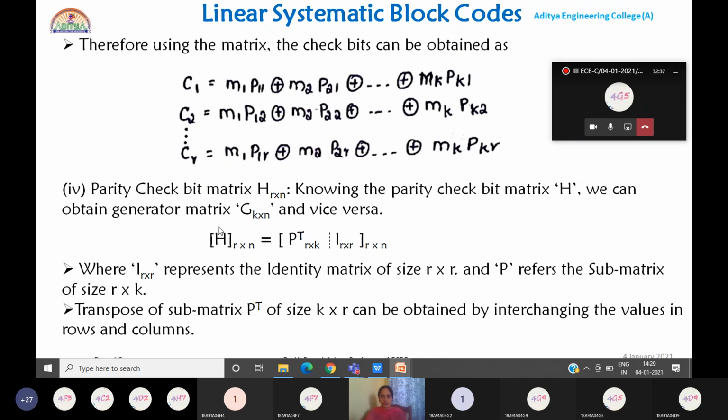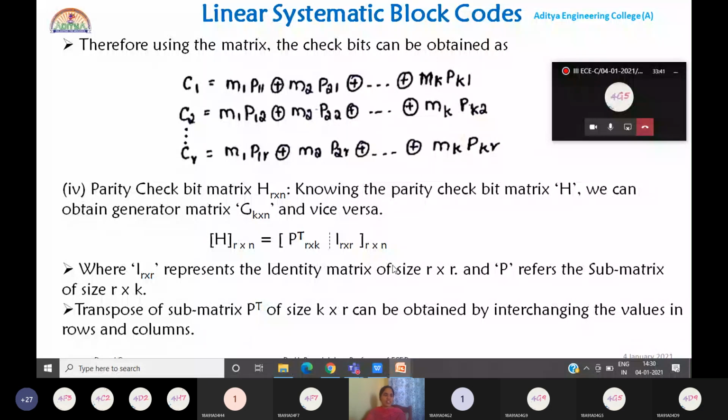Okay, so finally we have 4 varieties of matrices you studied. First two are the message and check bit matrices. The message matrix is of size 1 by K and the check bit matrix is of size 1 by R. Next one is the code word. The code word is of size 1 by N, where N is K plus R. And the generator matrix is of size K by N, which is I K by K followed by P K by R. And how do you calculate C? C is equal to M into P, that is, the message matrix multiplied by the submatrix of size K by R. And the last matrix is the parity check bit matrix, of size R by N, which is P transpose followed by I R by R.